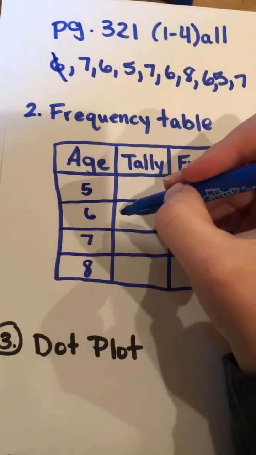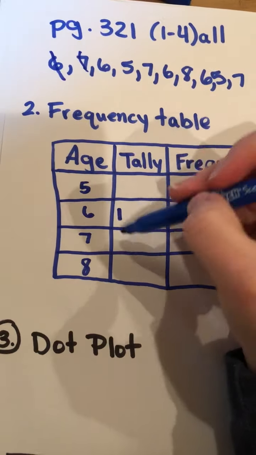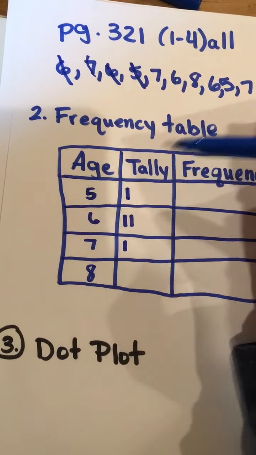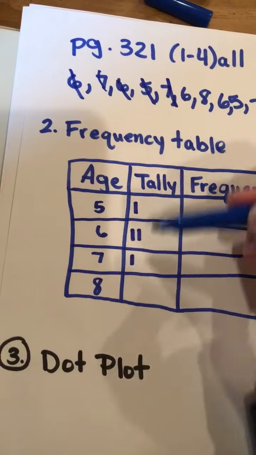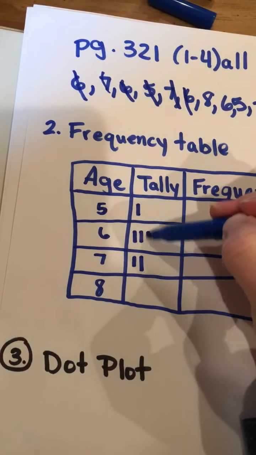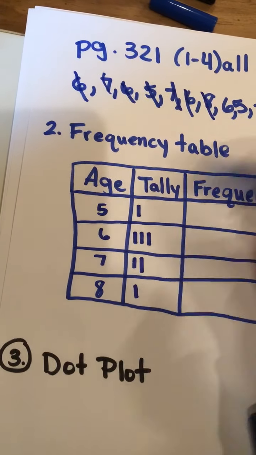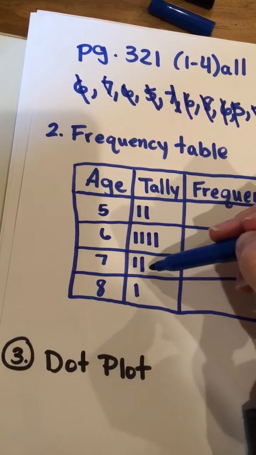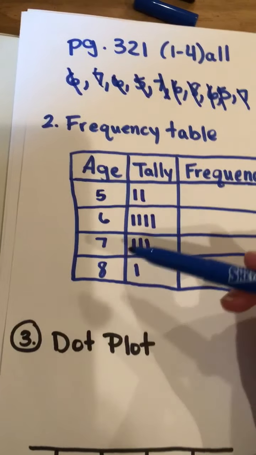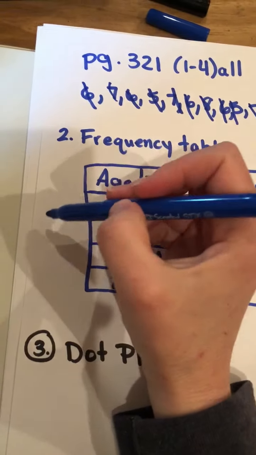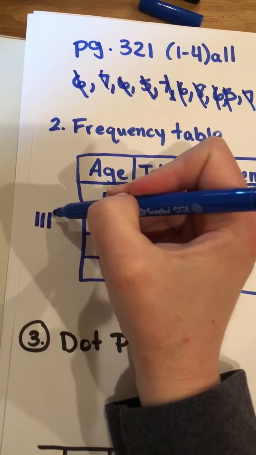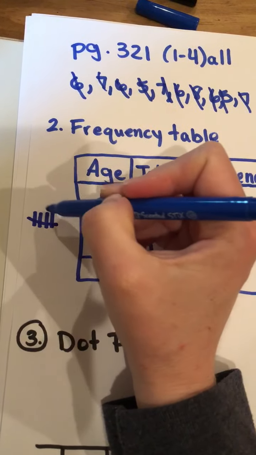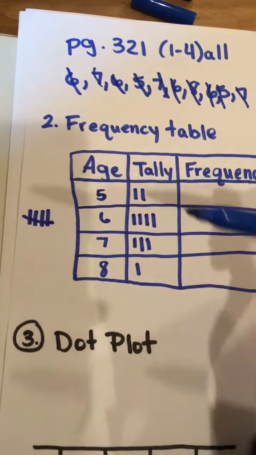So here's 6, so I'm going to put a tally. 7, a tally. 6, a tally. 5, a tally. 7, tally. 6, tally. 8, tally. 6, tally. 5, tally. 7. Now you do know I didn't have any, but if I had 5, remember how we used to do them in our review games, that would represent 5. So it's a quick way to represent 5 with a tally.